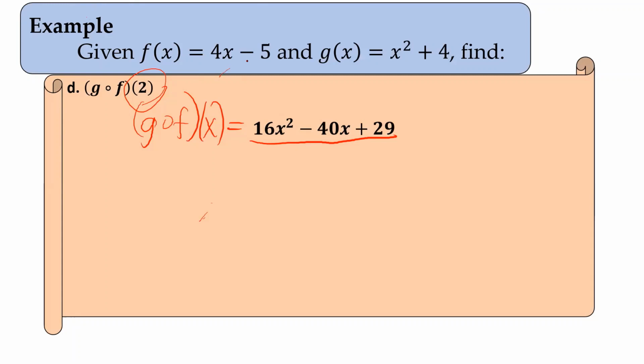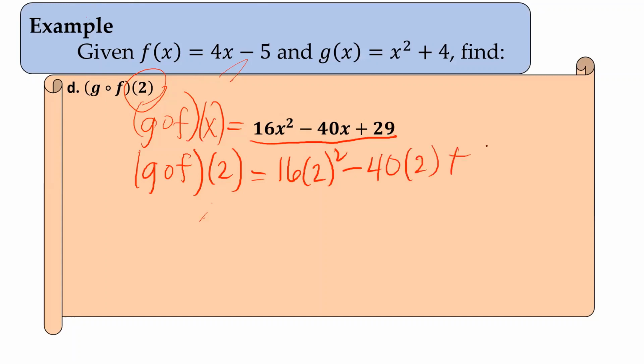We have here g composed with f of 2 is equal to 16 times 2 squared, kasi ang x pinalitan ng 2, minus 40 times 2 plus 29. All right, then we will perform operations. First, bring down 16, and then we will perform 2 squared. So 2 squared is equal to 4. Then we will multiply negative 40 times positive 2. That would give us negative 80 plus 29.